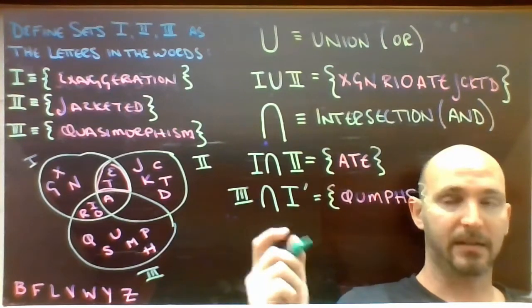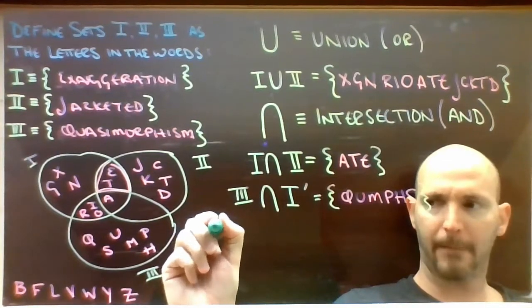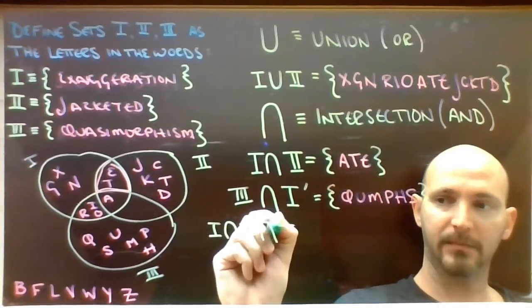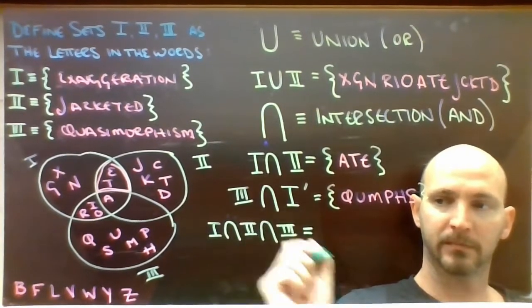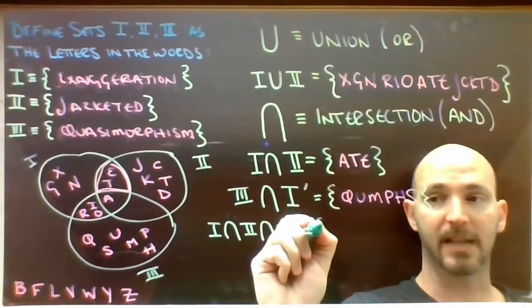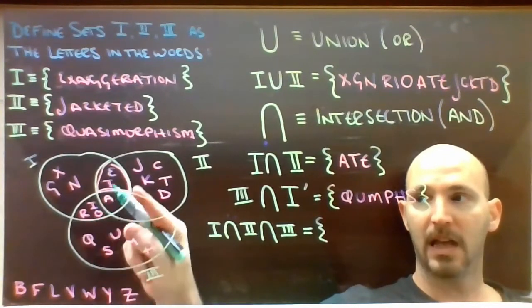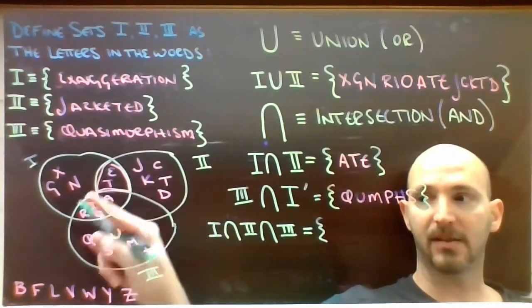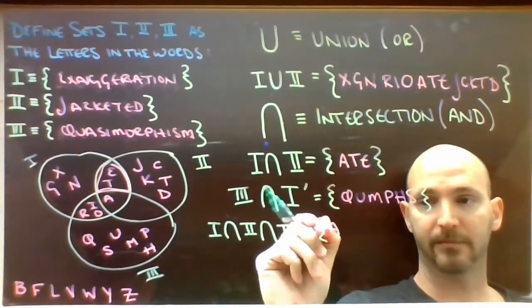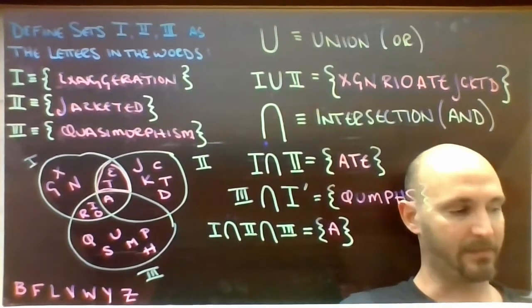Third one I'd like to look at is if we were to do in set 1 and 2 and 3. So now that I've put in 3 conditions, I have to meet all 3 in order to count in the set. So if you look at all of these letters and you find the place that is in this circle and this circle and this circle, it's a pretty lonely place. The only letter in there is the A. Lovely.